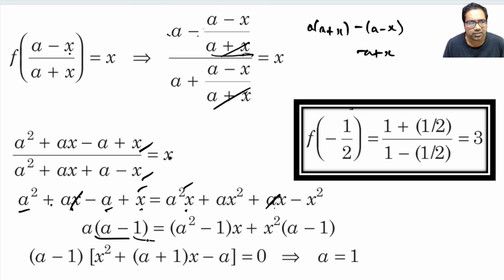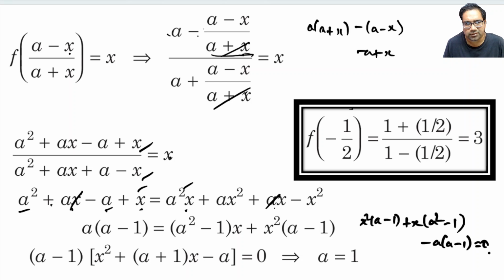Now let us take the left hand side also to the right hand side. This means x square into (a minus 1) plus x into (a square minus 1) minus a into (a minus 1) is equal to 0. Now let us take (a minus 1) common, as it is there in three places. (a minus 1) into [x square plus (a plus 1) x minus a] equal to 0, since a square minus 1 is (a minus 1) into (a plus 1).